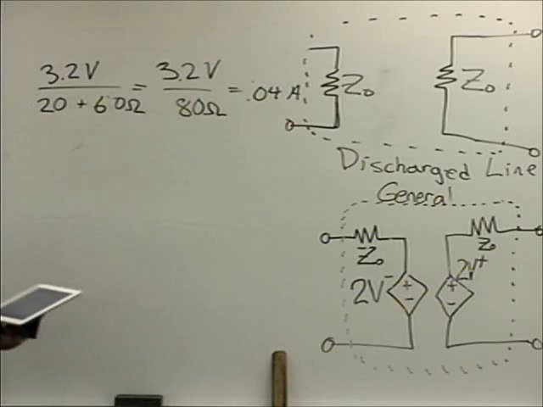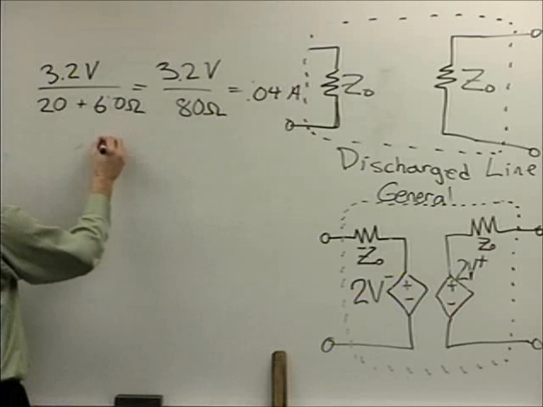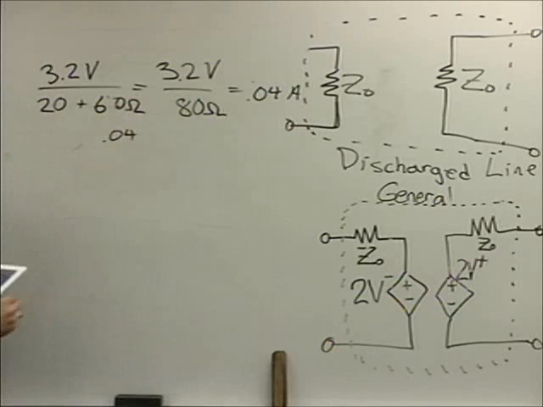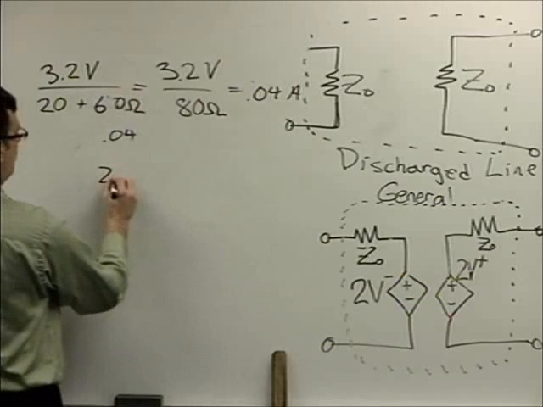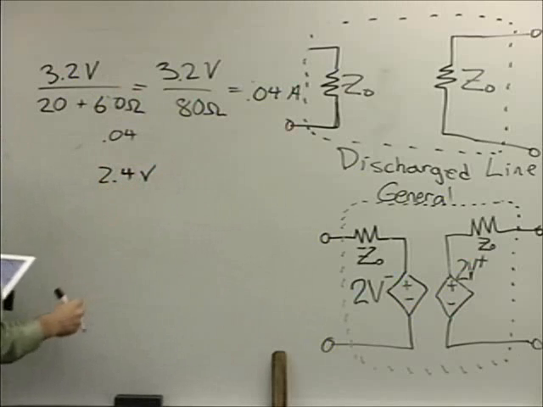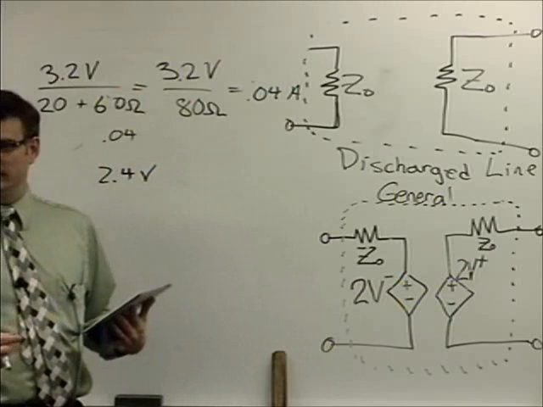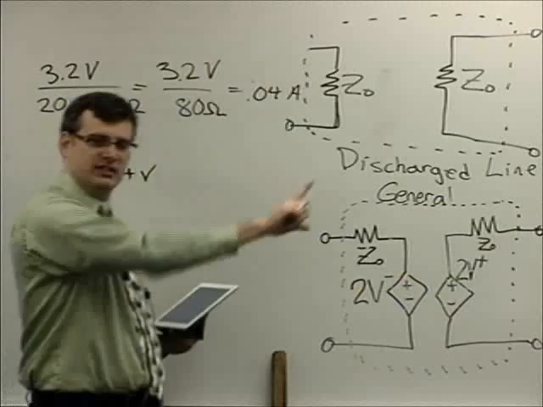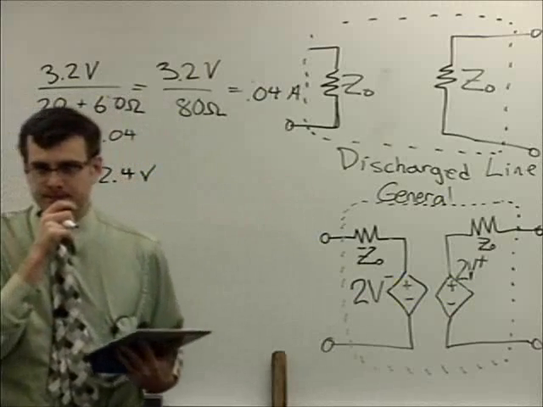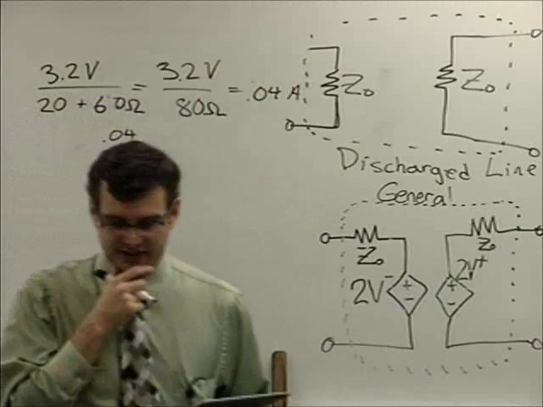Well, while we're at it, let's just verify the voltage as well. 0.04 times my 60 ohms is how many volts? 0.04 times 60, that's 2.4 volts. If I add 2.4 to the 4.8 that's already there, I get 7.2. Same voltage on the source side as is on the load side. Just to verify that calculation.